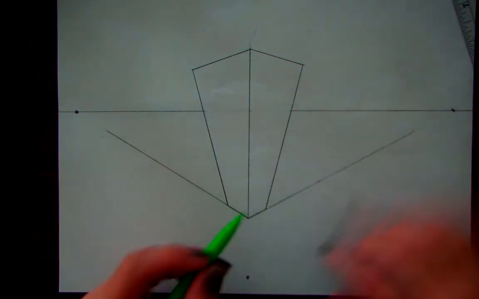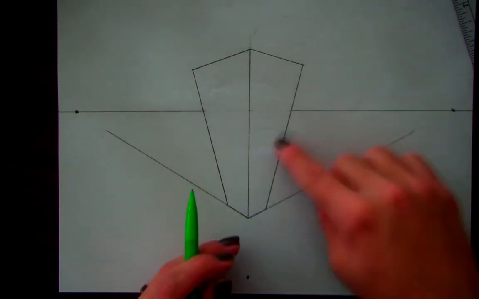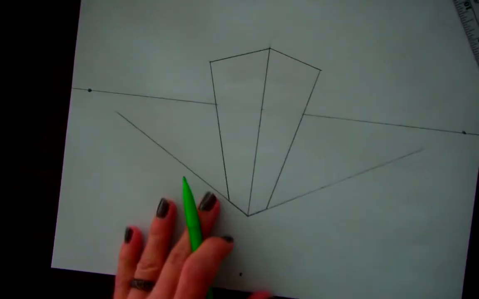So for my next building, if I want it to be lower, since it's going to be a shorter building, I'm going to see the top of it too. I don't see the top of this one because it goes above my eye level.